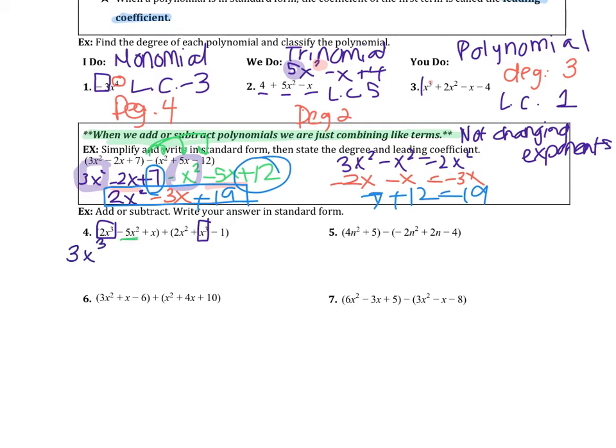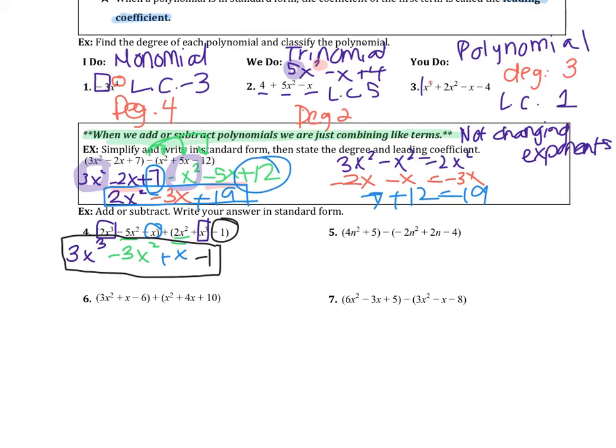I have negative 5x squared and positive 2x squared. Negative 5 and positive 2 gives me negative 3x squared. I have an x, and in the other polynomial, I don't have anything that has an x, so I just still have an x. And lastly, I have negative 1, and there are no other constants to combine with, so minus 1. So this is the polynomial that I get when I combine like terms, when I add those two polynomials together.